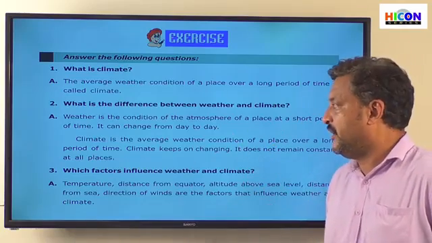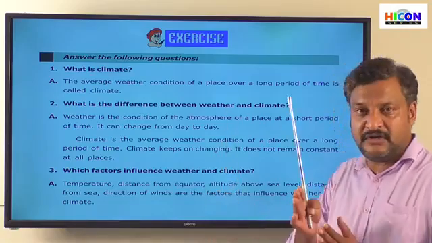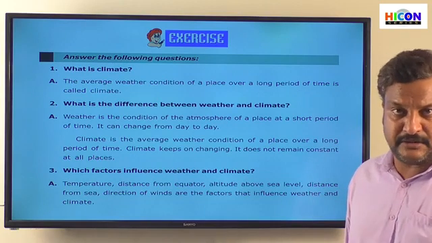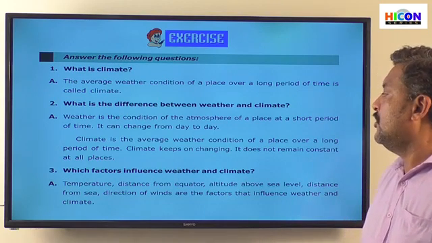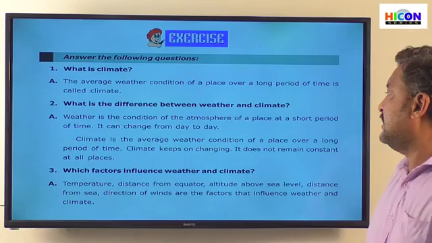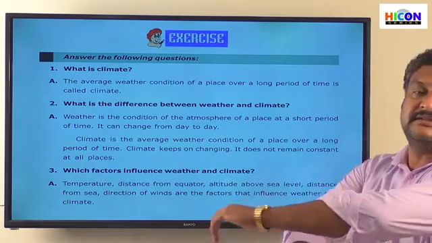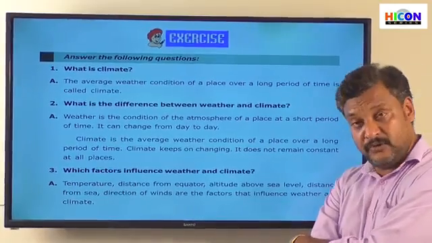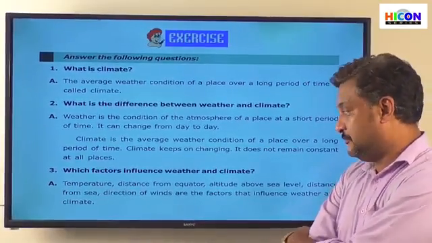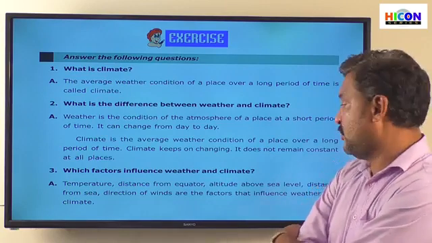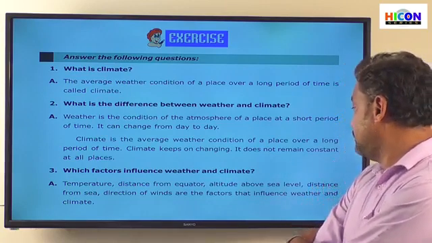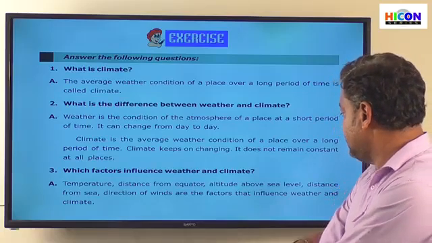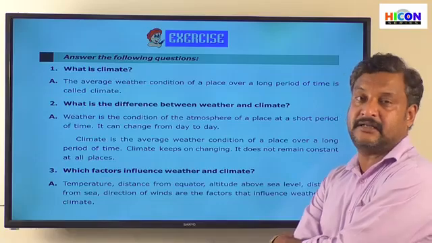The difference is weather has a much shorter duration of change, whereas the climate has a longer duration of change. Third one, which factors influence weather and the climate? So what are the factors that are affected by weather and the climate, or which influence weather and the climate? Temperature, distance from the equator, altitude above the sea level, distance from the sea, direction of winds are the factors that influence weather and the climate.